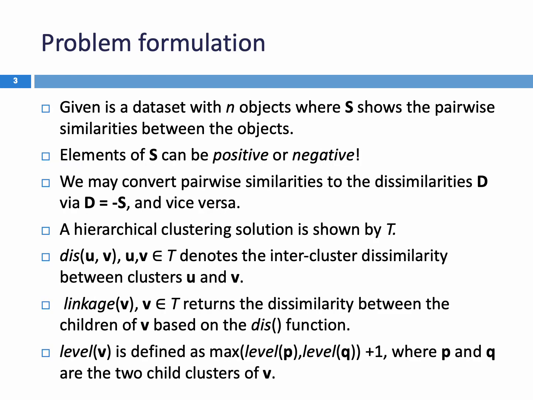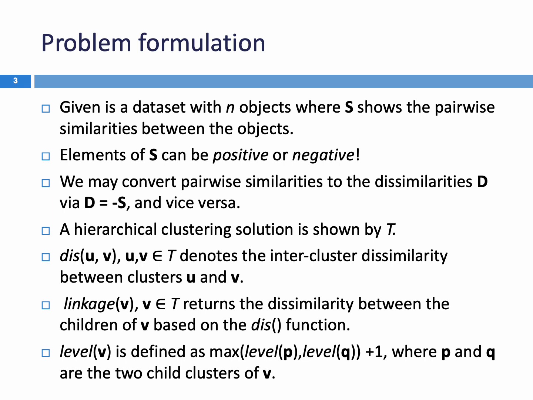We are given a dataset with n objects where the matrix S shows the pairwise similarities between the objects. The elements of S can be positive or negative. We may convert the pairwise similarities to dissimilarities simply by negation. Then a hierarchical clustering solution is shown by T, which is an ordered tree.